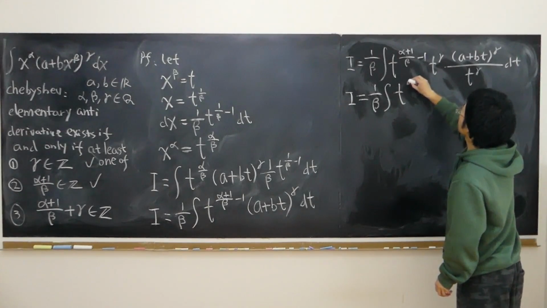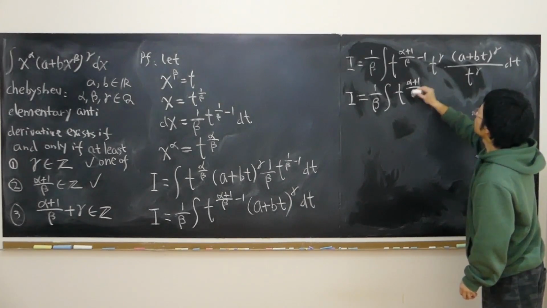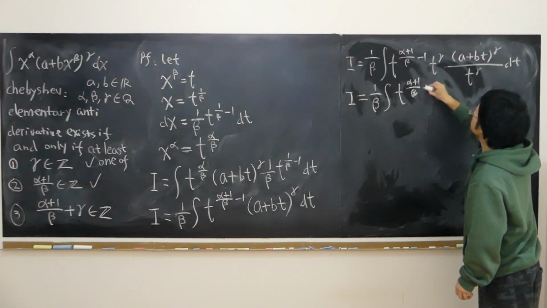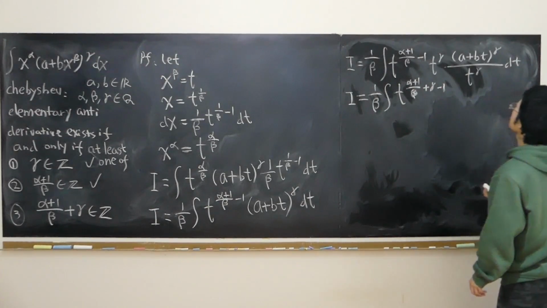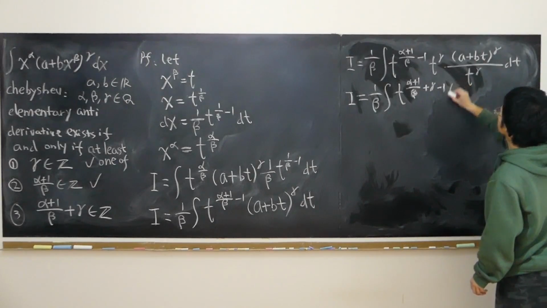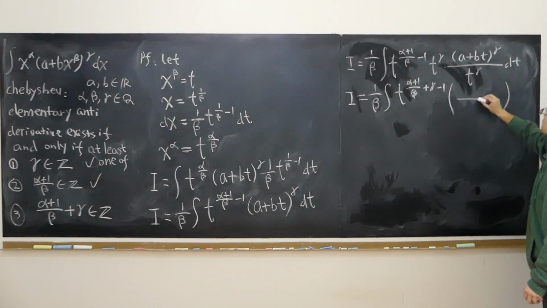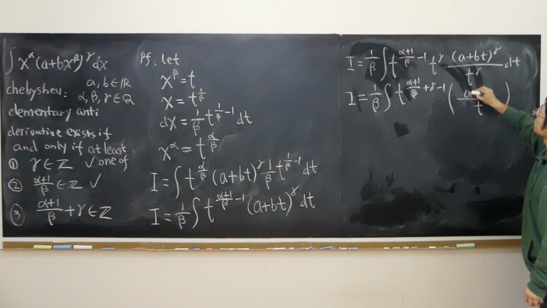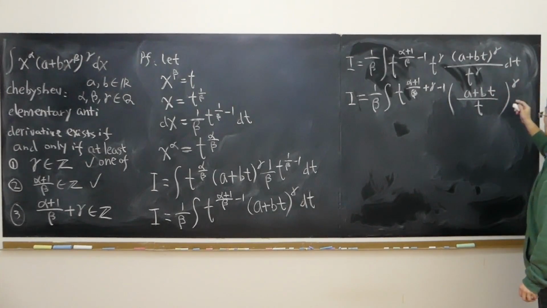So alpha plus 1 over beta plus gamma minus 1. And then I'm going to rewrite this quantity as t under a plus bt, because the bottom and top have the same power. So just this divided out to the power of gamma dt.